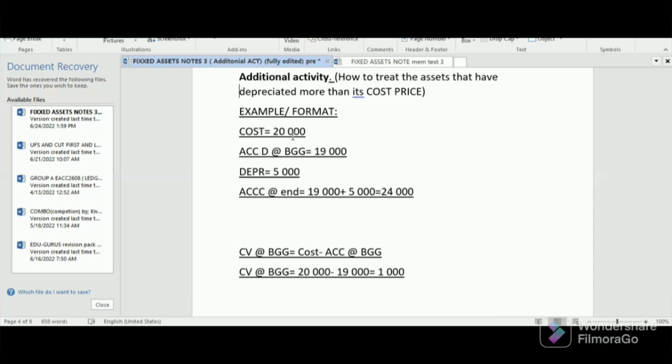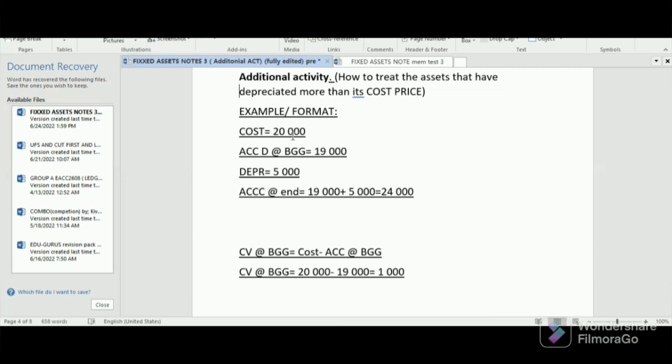When you take your accumulated depreciation at the end of year 5, which is the current year whereby we have reached the useful life of the asset, your accumulated depreciation for year 5 will be the same as your cost.